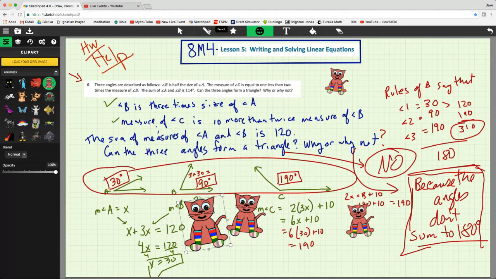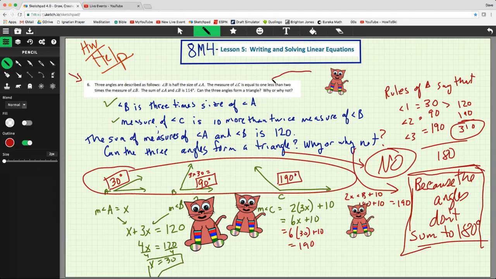So what you need to do on your homework is run this same scheme that we did here, but with different numbers and different formulas and different equations and different expressions, and see if you can solve it. Good luck.